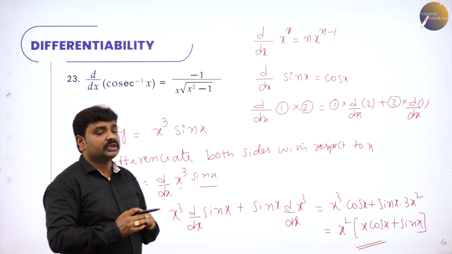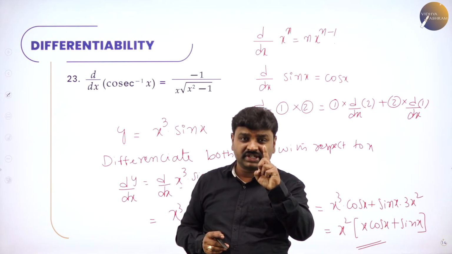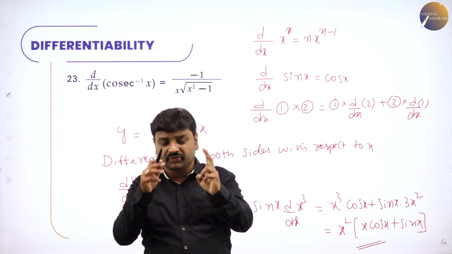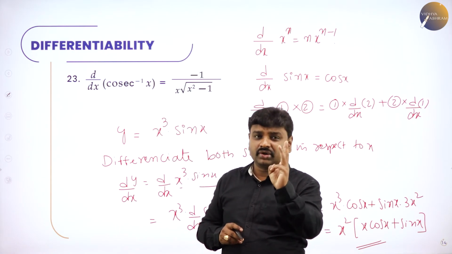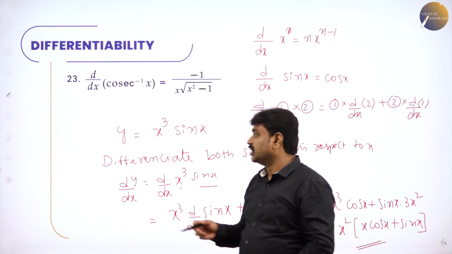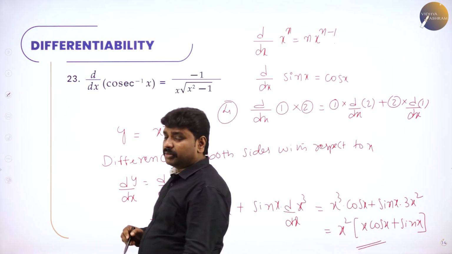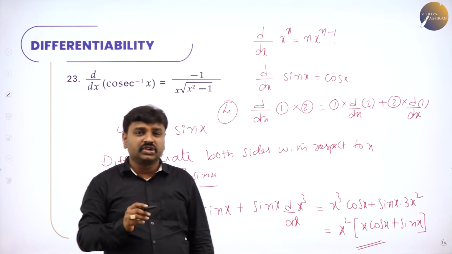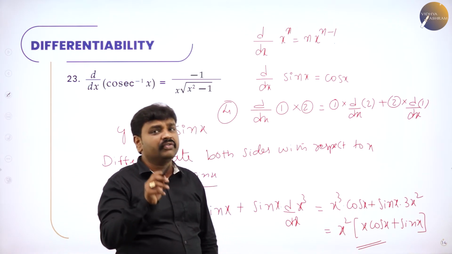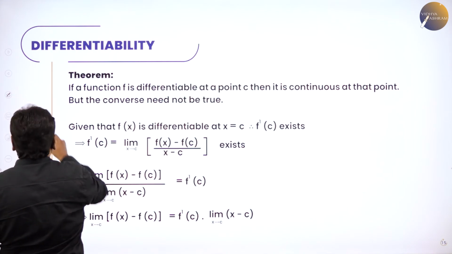So here I taught you 3 rules. First rule, derivative of a constant is 0. Second rule, derivative of a constant into function, k into f of x. And third rule, f of x plus or minus g of x means you can differentiate each function. But the fourth rule is product rule. What is product rule? D by dx of first into second is first into derivative of second plus second into derivative of first. Then we have quotient rule.